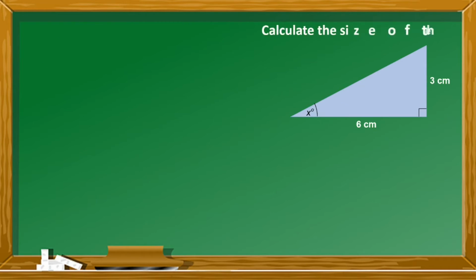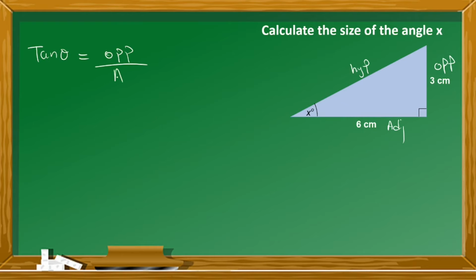So here's our second problem. We're asked to calculate the size of our angle X. Let's identify the sides of this triangle. This is the hypotenuse, this is our adjacent, and this is our opposite. We see that opposite and adjacent are involved, therefore we'll be using tangent. So tan theta is equal to opposite over adjacent. We're going to substitute our values. So tan theta is equal to, opposite is 3, our adjacent is 6.